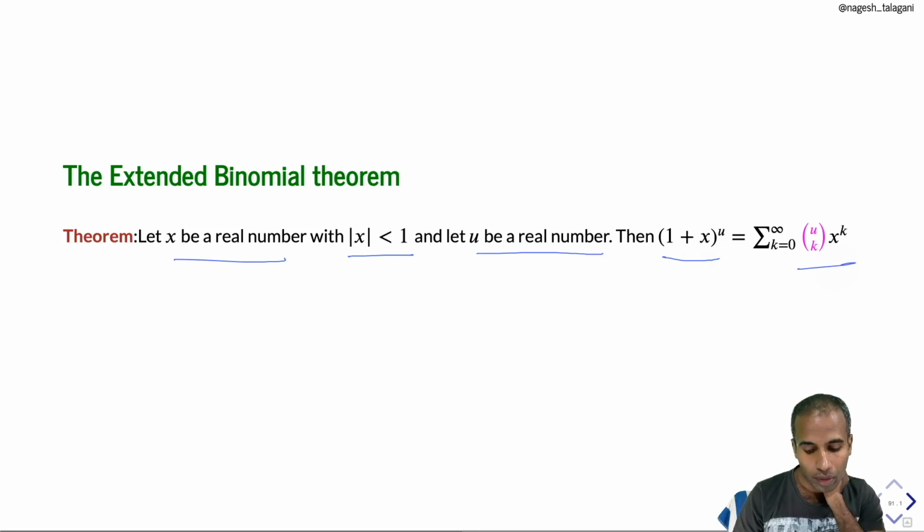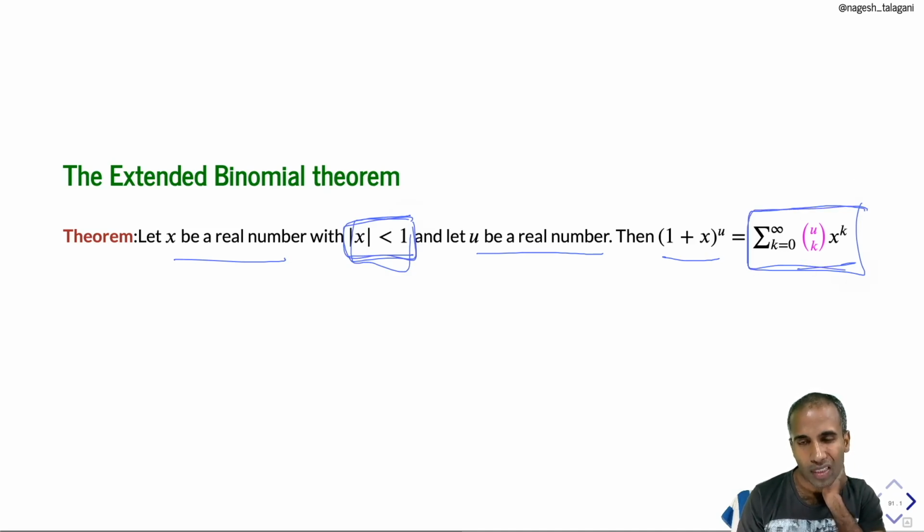See here, mod x less than 1 is necessary to guarantee that the right hand side expression is meaningful. As you see, it is an infinite series, right? It may diverge, but it is guaranteed to converge when mod x is less than 1. So that's why this condition is necessary to make sense out of the right hand side expression.